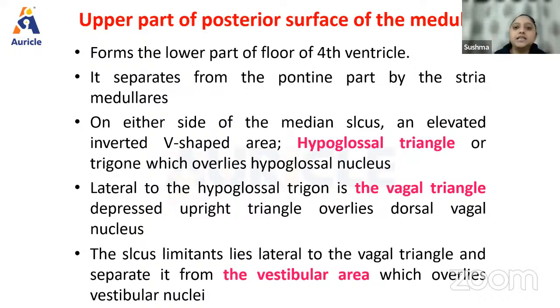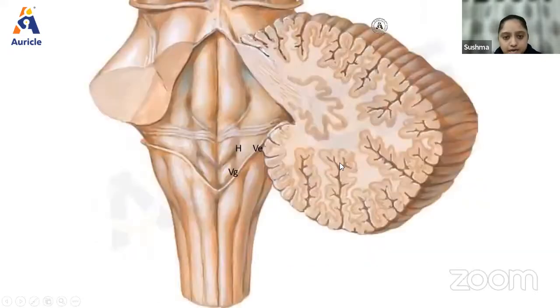Now, on either side of the median sulcus, there is an elevated inverted V-shaped area called the hypoglossal triangle. Lateral to the hypoglossal trigone is the vagal triangle. Then, the sulcus limitans lies lateral to the vagal triangle and separates it from the vestibular area, which overlies the vestibular nucleus. Now, look at this, guys. This is the central median sulcus. Here is the hypoglossal triangle and here is the vagal triangle, and the sulcus limitans separates it from the vestibular area.